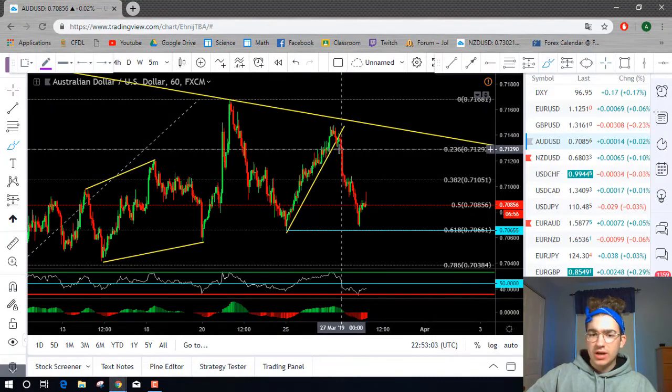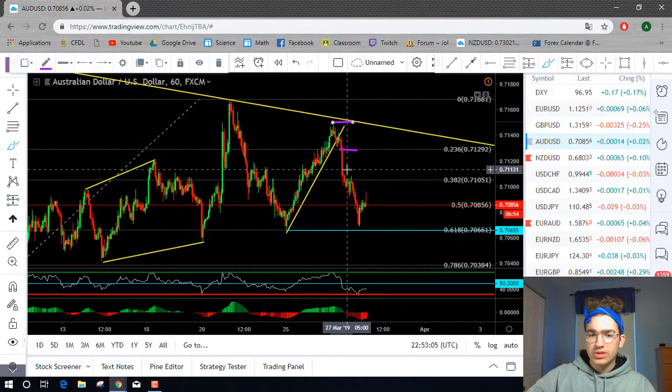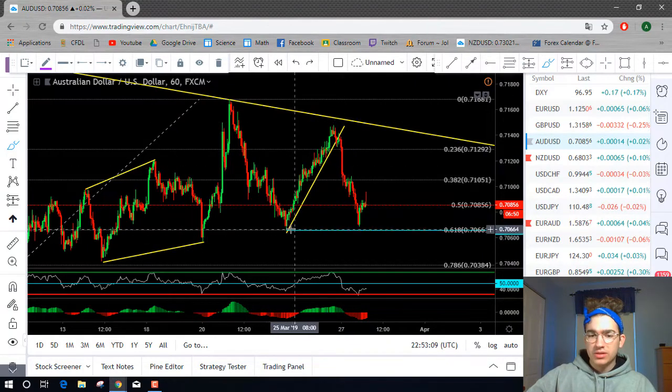So that was the entry around here. The stop was around this level, and my target was around this low right here. So I had different possibilities of where I could have taken my profit.